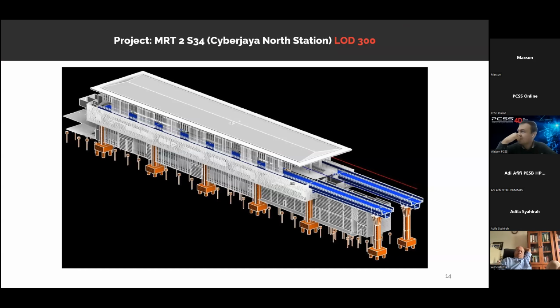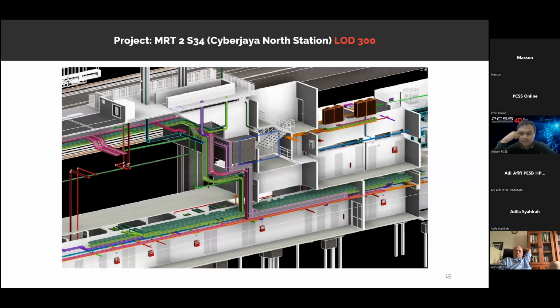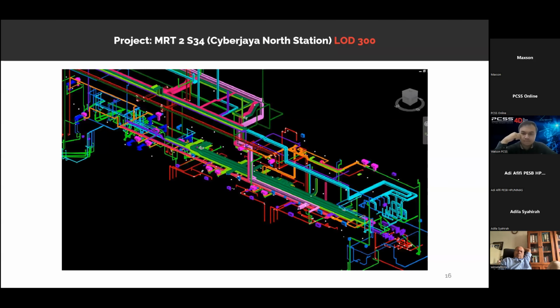Okay, the MRT2 design. So right here in front of you is a station, but it is a model. This particular model that you're looking at is at LOD 300. Okay, this is a close-up view. You can see the station itself with all the disciplines that are involved inside the MRT station. Okay, these are the M and E disciplines.